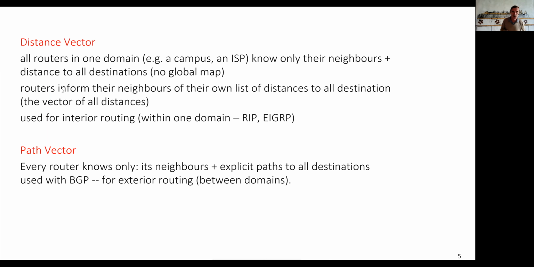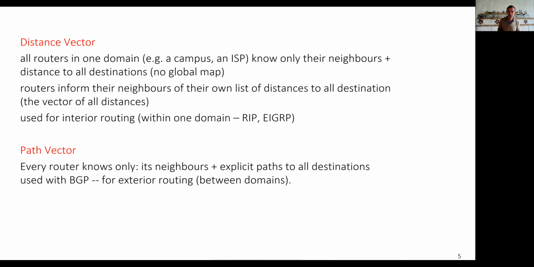With distance vectors, all routers in one domain know much, much less. They don't need to have the entire map. They only need to know who their neighbors are. So that is something you need to know for any routing protocol, plus the distance to all destinations. The distance to destination is some very limited information. You anyhow must have a routing table.